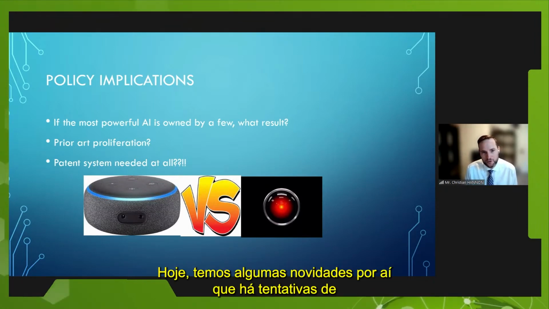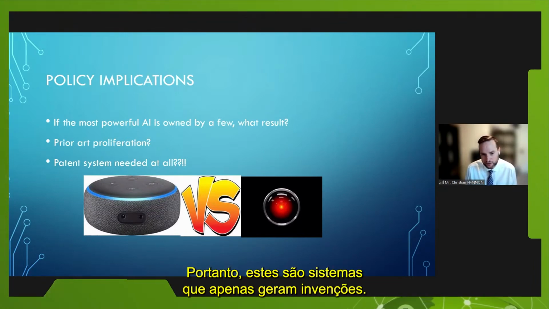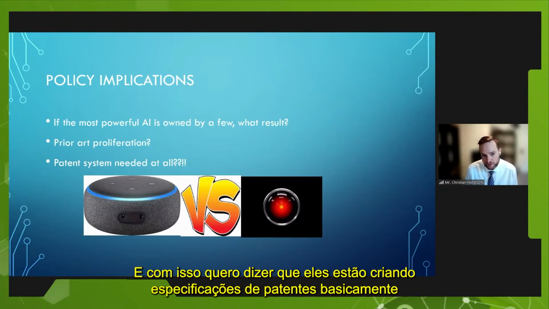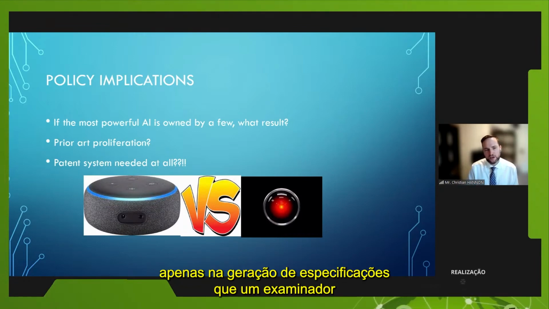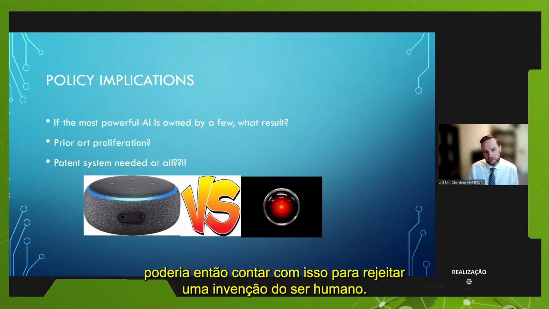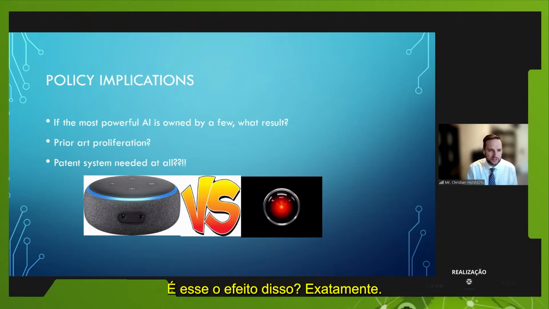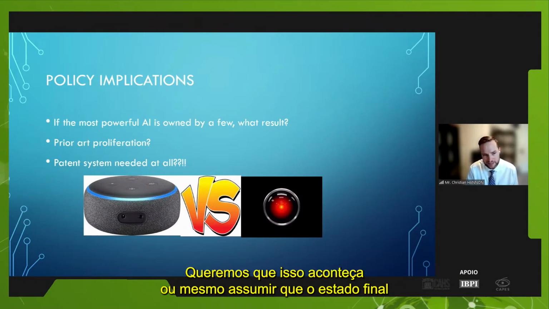Today, we've got some news out there that there are attempts at prior art generators. So these are AI systems that just generate inventions. What I mean by that is that they're creating specifications of patents, basically, so that an examiner could use them. So if you had a tool that was really good at just generating specifications that a patent examiner could then rely on to reject a human being's invention, what is the effect of that, right? Is that going to stifle human invention, and do we want that to happen?